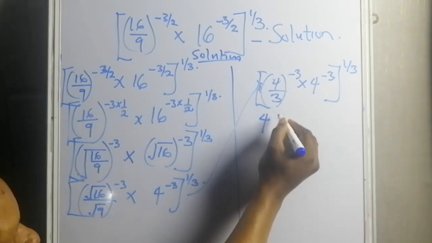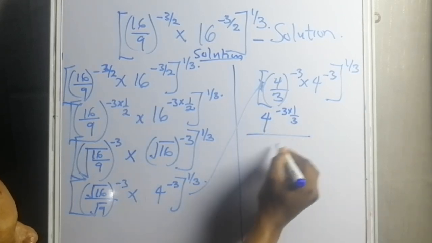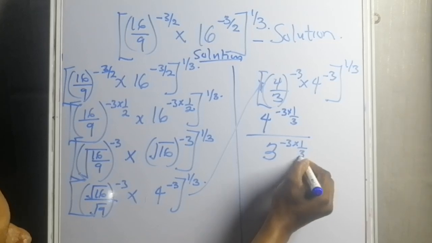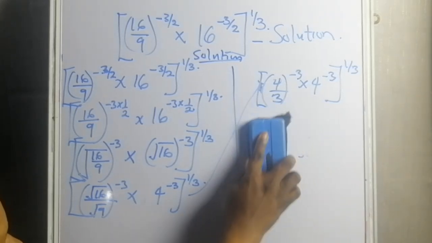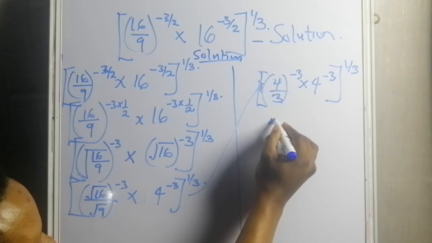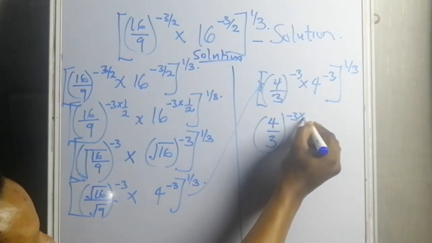So then you have 4 raised to power minus 3 times 1 over 3, over 3 raised to power minus 3 times 1 over 3. Or if I don't want to do this, I can do it so that I won't jump any step. Let me do it this way so that you can understand better: 4 over 3 raised to power minus 3 times 1 over 3.